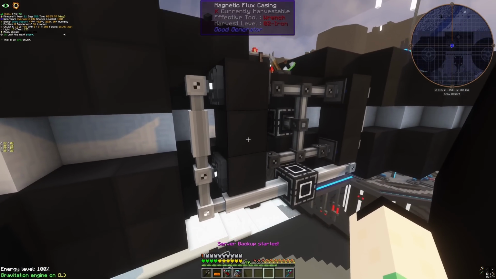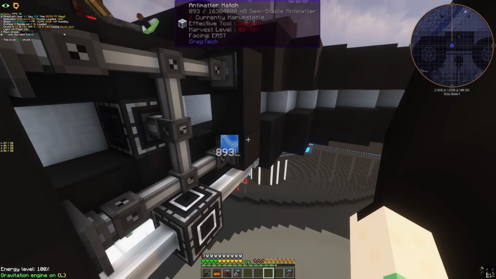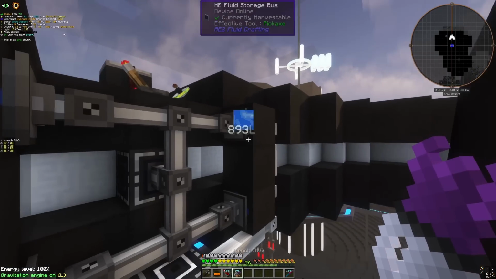So it all starts here on these antimatter hatches. There are 16 of them. All of them are facing sort of inwards.